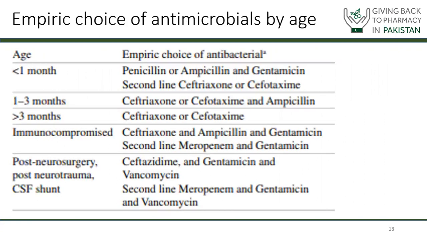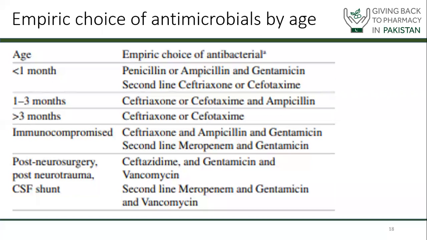So here is the empiric choice of antimicrobials according to age. If the patient is less than 1 month, we know that the cause of meningitis might be GBS or Listeria monocytogenes. So to cover it, we add ampicillin, and along with ampicillin, we give gentamicin for the gram-negative coverage. In patients less than 1 month, we usually avoid giving ceftriaxone due to the risk of biliary sludging.